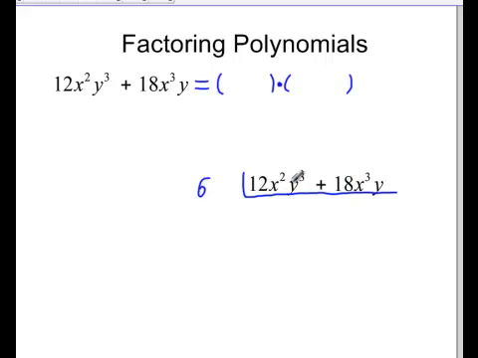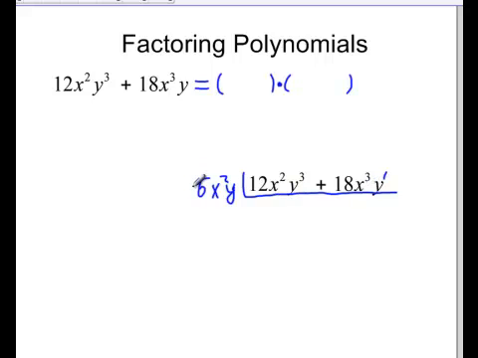Out of the variables, x squared and x cubed: what is the least exponent? It's 2. So x squared also goes into both of those terms. And finally, y cubed and y to the power of 1: the least exponent is 1. So y also goes into both of those terms.